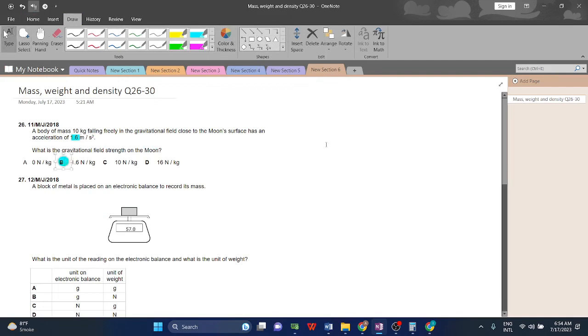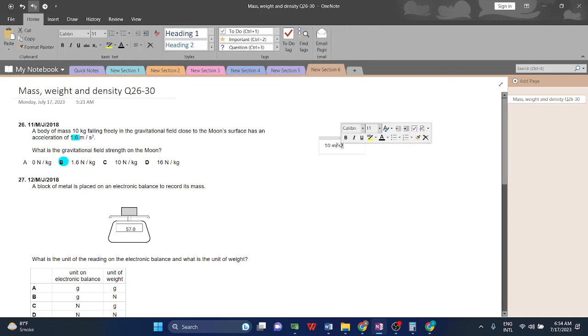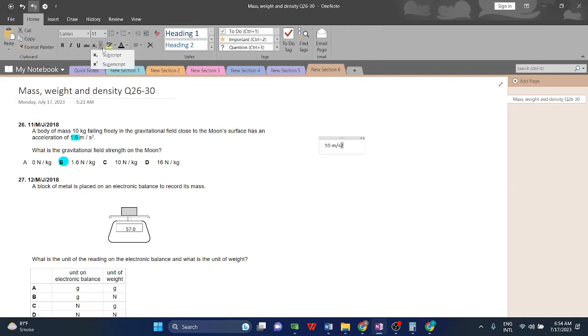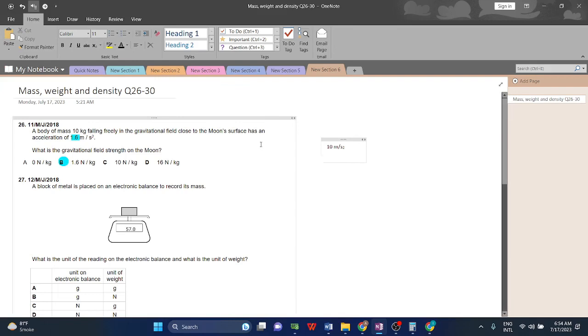Just for reference, अर्थ पे 10 meters per second स्क्वायर होता है, राइट? बट अगर हमने ग्रेविटेशनल फील्ड स्ट्रेंथ अर्थ की नोट करनी हो तो दैट्स स्टिल 10 Newton per kilogram, राइट? सो दैट्स एन एग्जांपल. सो मून पे भी सेम अप्लाई होगा.